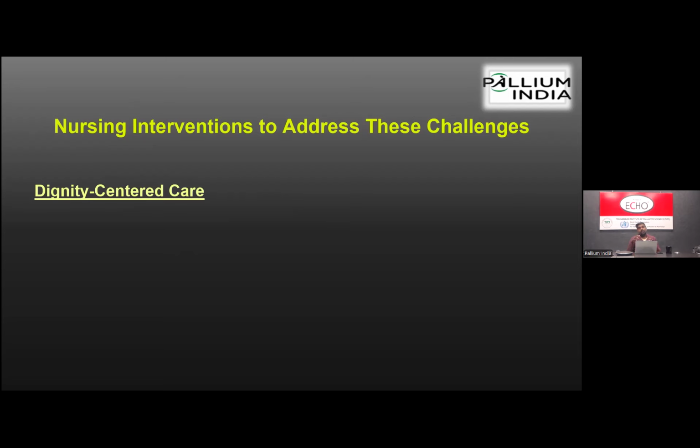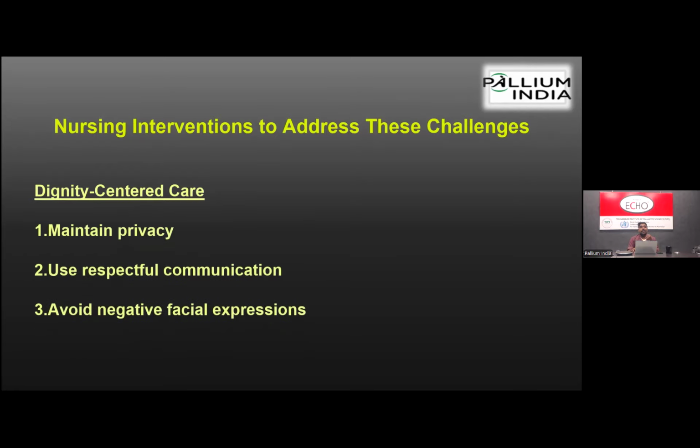Then for the nursing intervention or management, from the caregiver side, whoever is dressing or handling the patient, about four or five points are needed. First, we need to give dignity-centered care. First, maintain the privacy. While doing the dressing, at least put up the curtain or close the room, maintain privacy and respectful communication. Even with the foul smell, even with the bleeding, or even if the patient is experiencing severe pain, we need to respect the person.